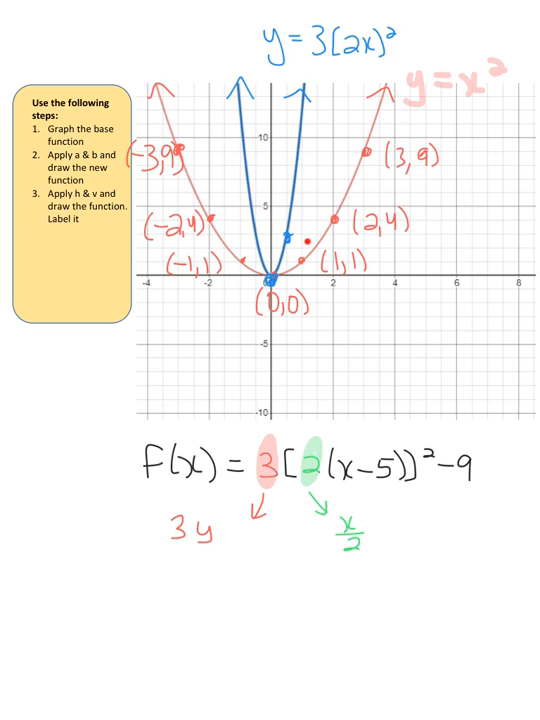So again, this graph is compressed by half horizontally and it's stretched by 3. It doesn't mean we move up 3 units because then we'd be up here. It means this 1 is now multiplied by 3, so we're now at 3.